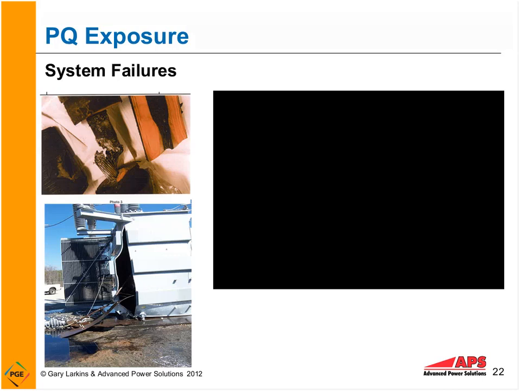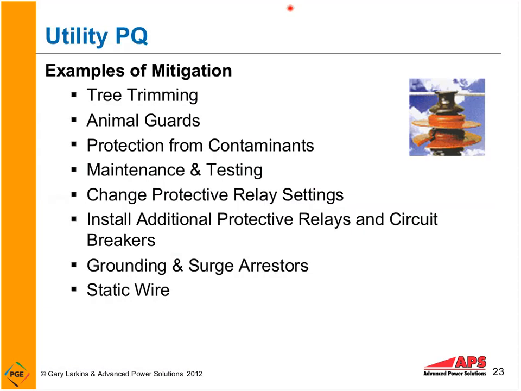So we see the transformer over here on the left. That's the resulting view of the transformer. On the upper left here, we can see that here's an underground splice, and these splices were failing at different locations, causing arcing faults. So there's exposure from the utility side. The utility has steps that they can take, and they generally implement these steps. They're very conscious about power systems and reliability and availability and power quality. So tree trimming, animal guards, protection from contaminants, maintenance, changing settings, etc. There's many steps a utility can take, and usually they're very proactive.